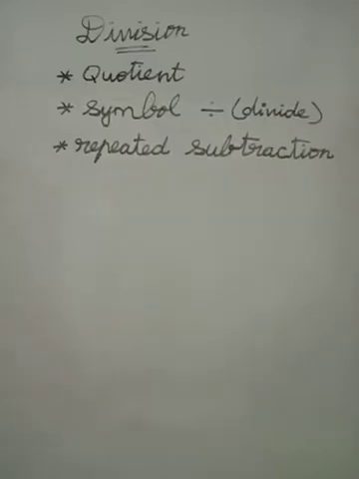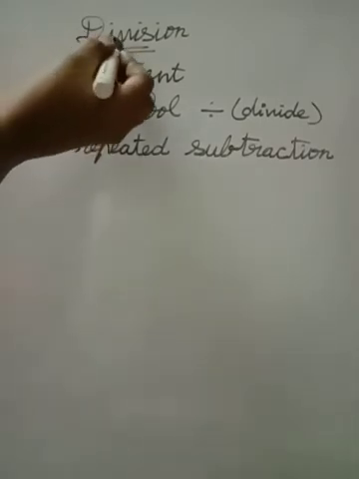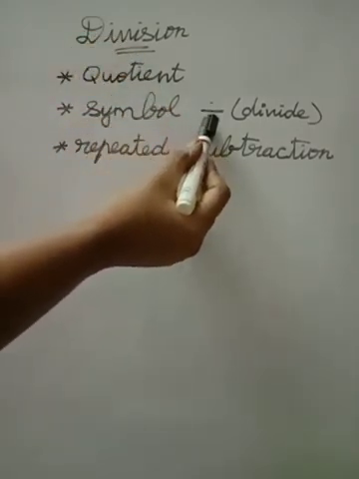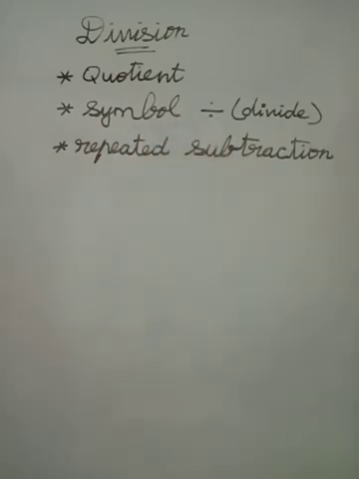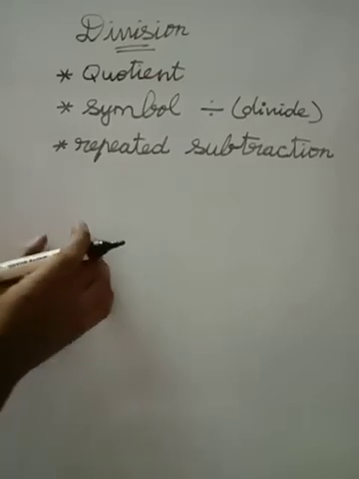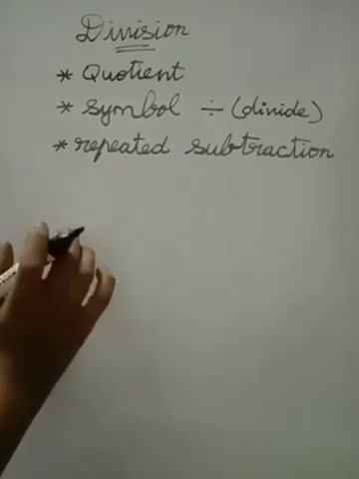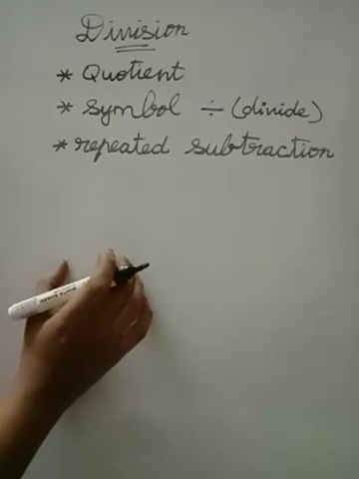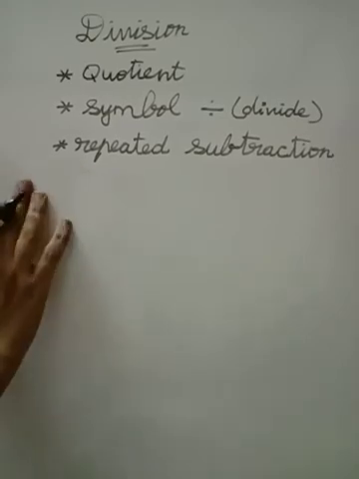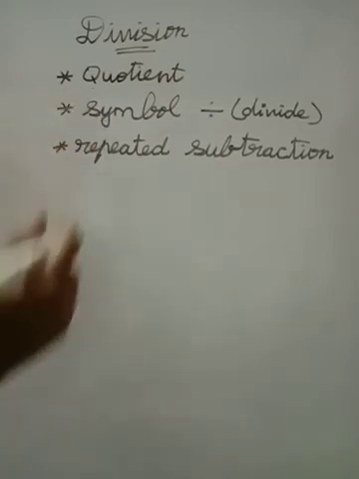See here, the next topic we are going to see is division. The other name for division is quotient, and the symbol used is the divide symbol, and it is nothing but repeated subtraction. Multiplication is repeated addition, division is repeated subtraction. In multiplication the first number is called the multiplicand, the table we are using is called the multiplier, and the answer is called the product. So likewise we are having names in this division also.